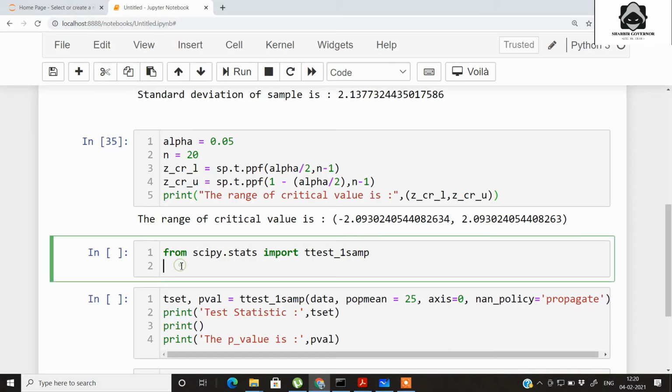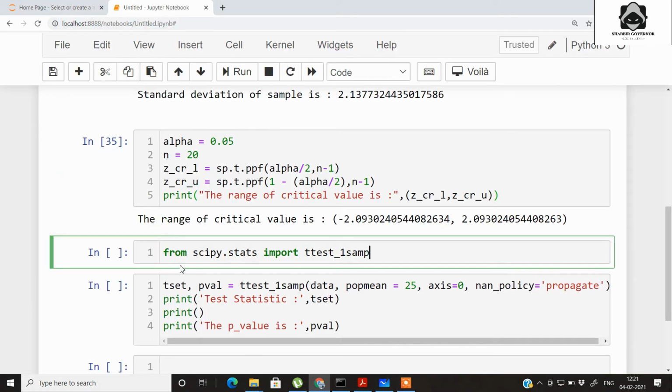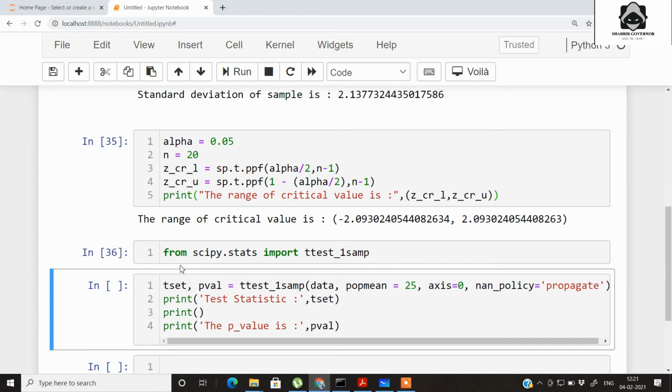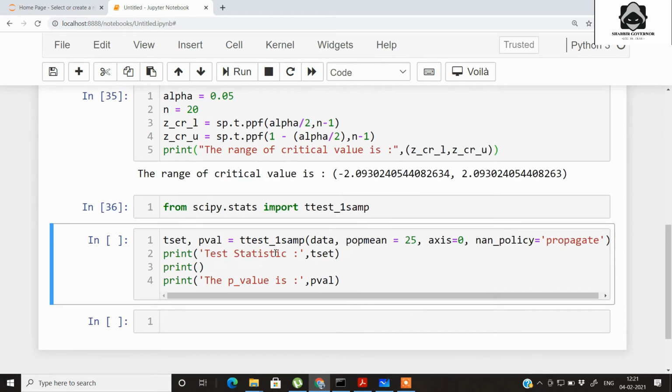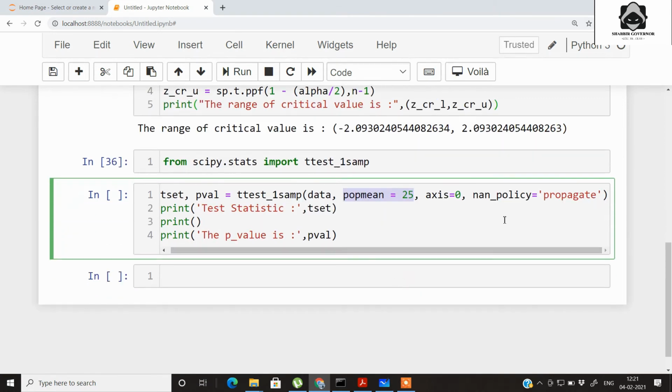From scipy.stats we import the one sample t-test, and then we pass some parameters to it. First of all, we pass the whole data sample that we have. Then we pass the null hypothesis value, which in this case is 25. Then axis equal to 0, and nan_policy propagate. It will automatically find the alternate hypothesis, and we'll get the test statistic and the p-value.